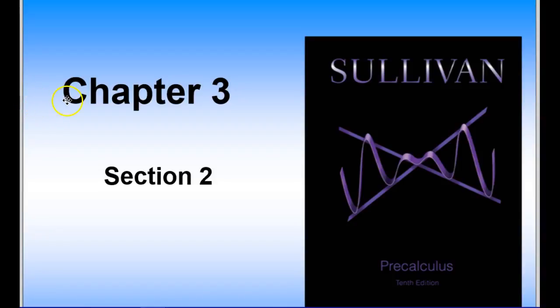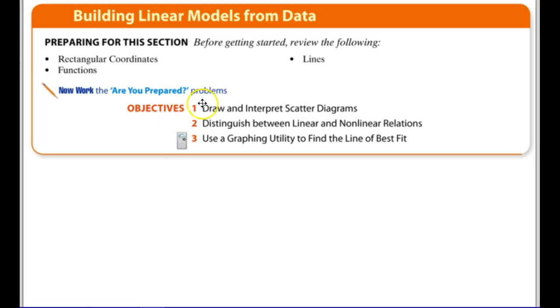All right, here we're looking at section 3.2. So we're in chapter 3 looking at section number 2. And here's our learning targets for today. First, we're going to draw and interpret scatter diagrams.